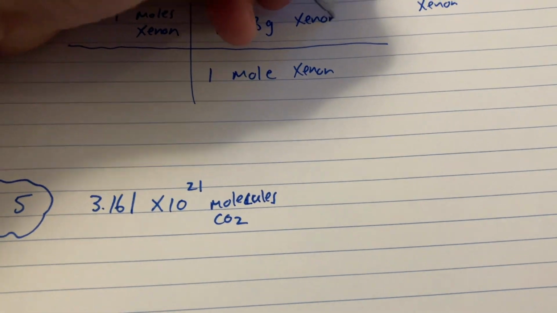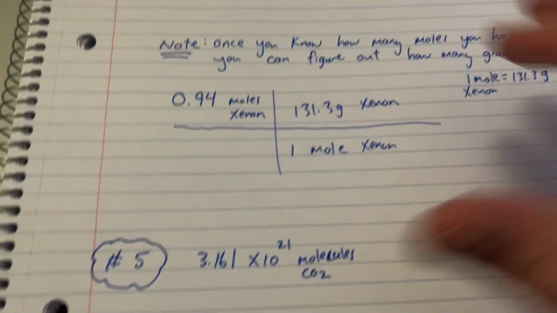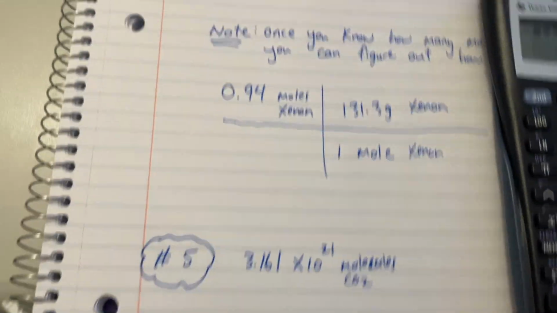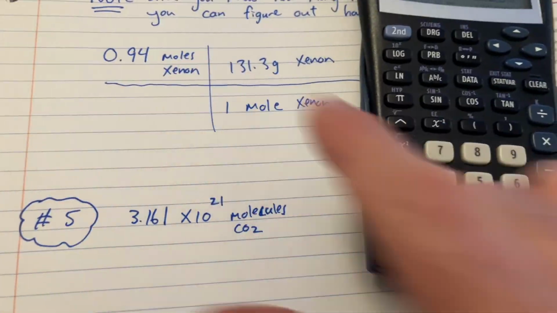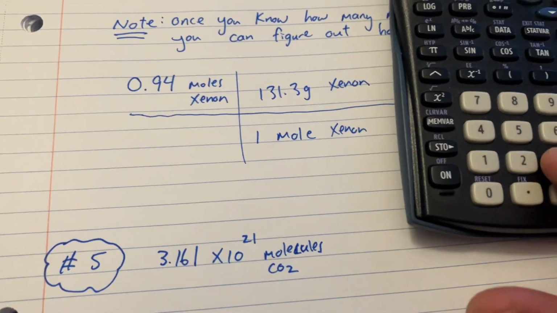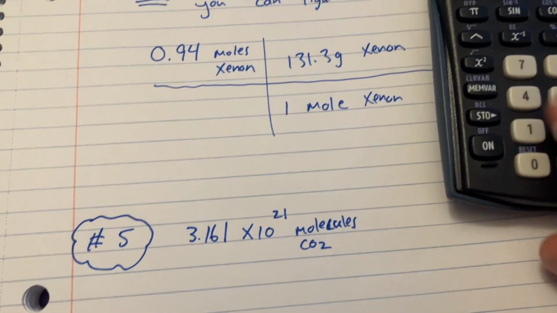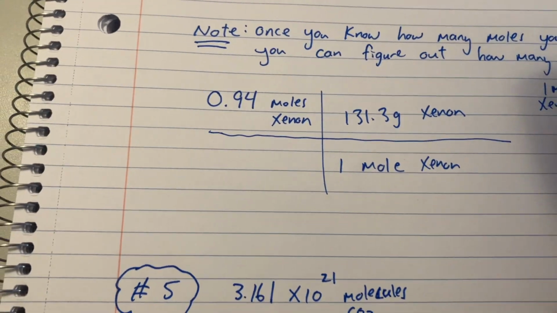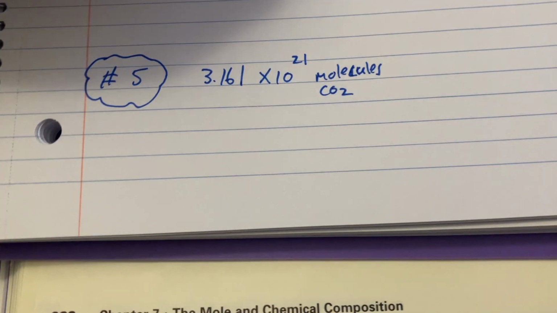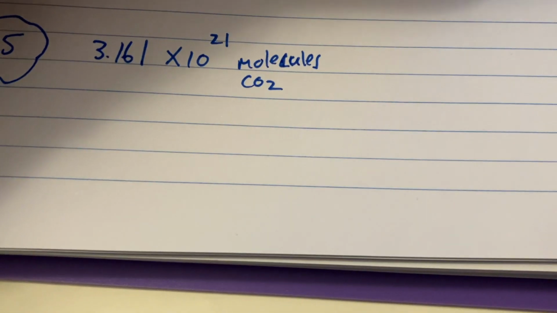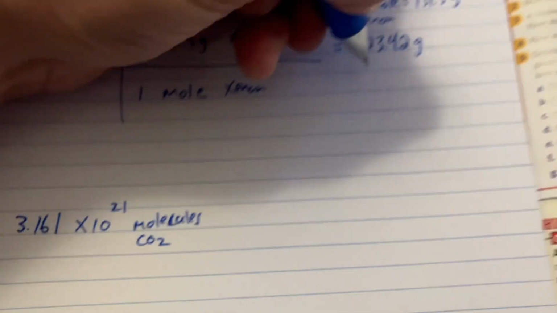So like I said, this part's not on your problem set today. I'm just showing you for the future. Your next problem set: 0.94 moles times 131.3 equals, and then technically you divide by 1, but it's not going to change at all. And that's 123.42 grams. So if you had 0.94 of a mole, that'd be 123.42 grams of xenon.